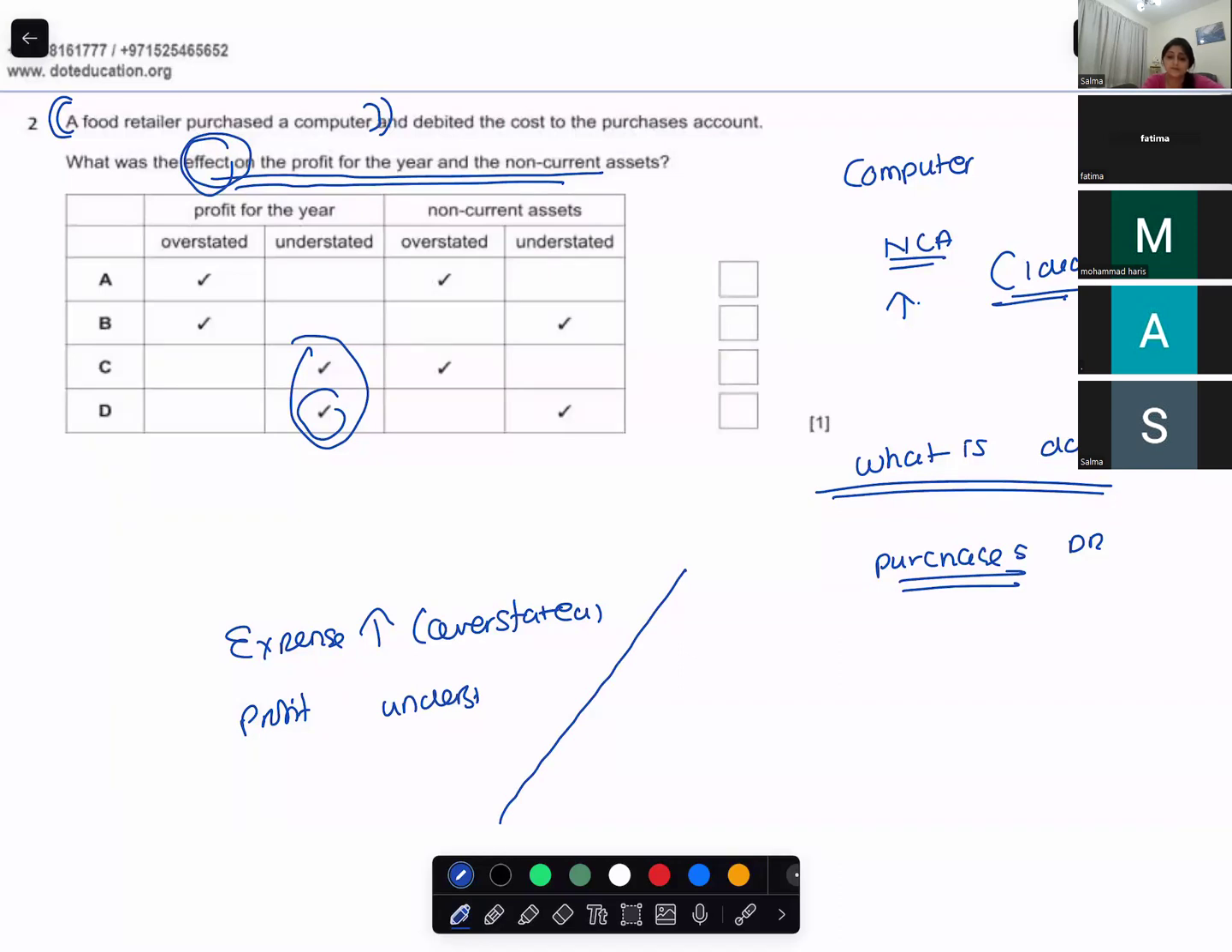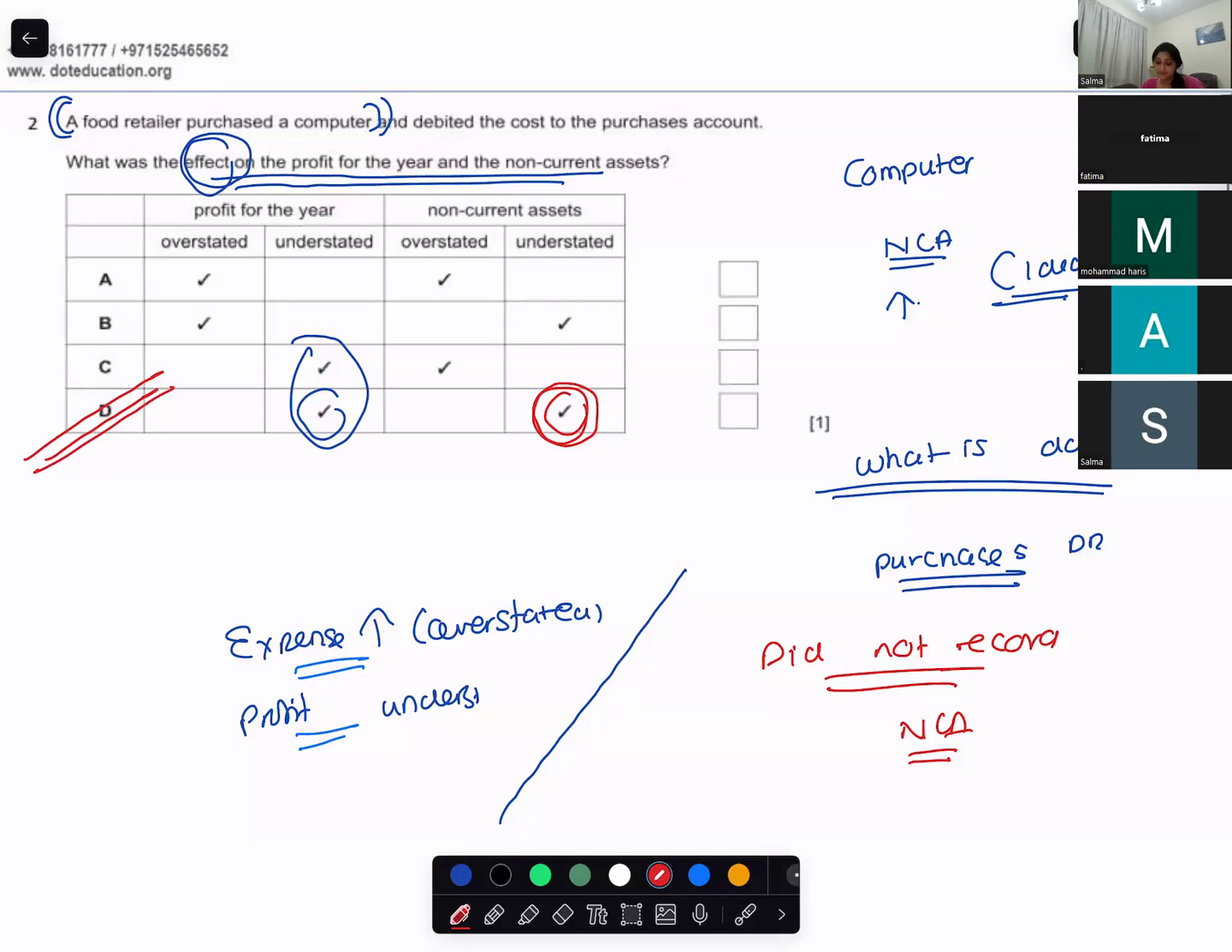Miss, I wrote the answer as D. No, tell me the reason being that purchases increased, so cost of sales increased, which would decrease the profit for the year. We did not record the non-current assets, which means we understated the non-current assets. Since we did not record the non-current assets, we have understated the assets. So the answer is option B.